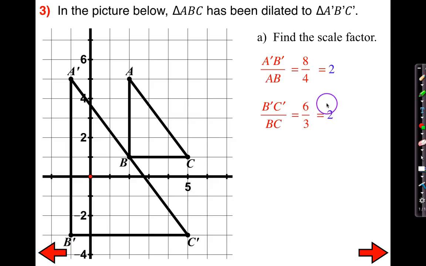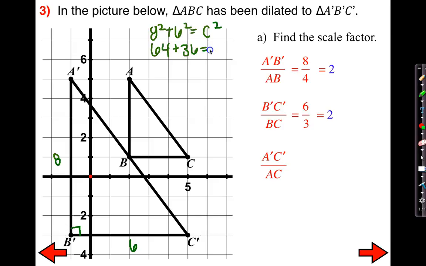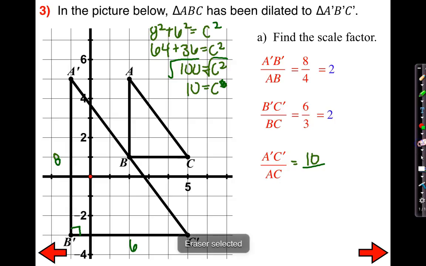And then last but not least, we're going to compare the ratio from A prime C prime to AC. Here, once again, you can't just simply count. You're going to have to apply the Pythagorean Theorem. In this case, the length here was 8, and the length here was 6. You're going to get 8 squared plus 6 squared equals C squared. 64 plus 36 equals C squared. 100 equals C squared. And then you are left with 10 equals C. So I'm going to say that the length of A prime C prime is 10.